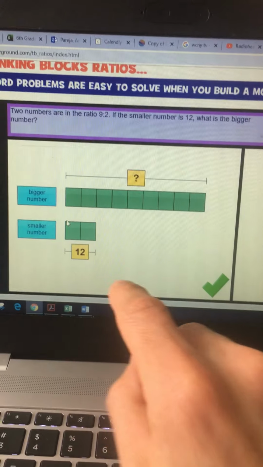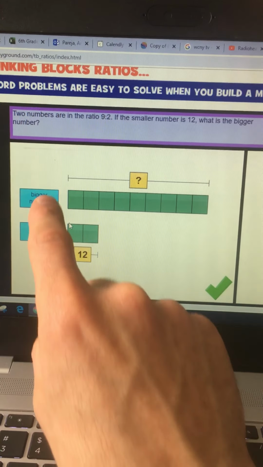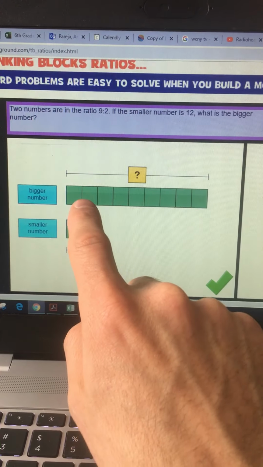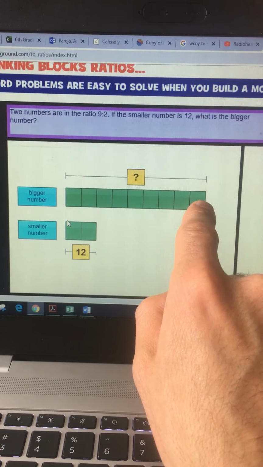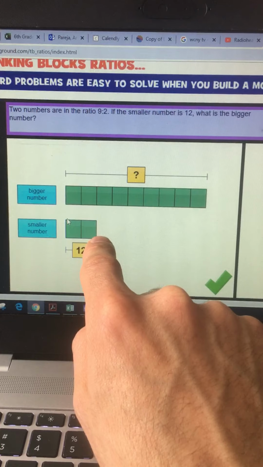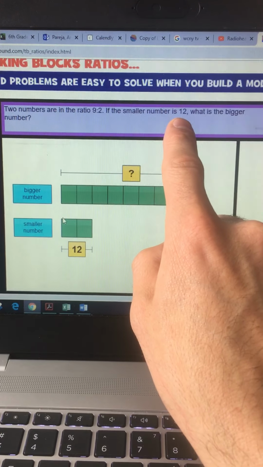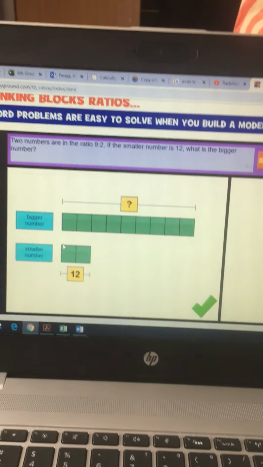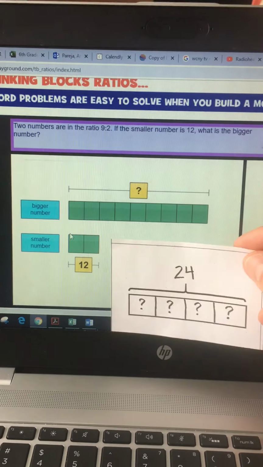So for an example, here's a question I'm going to have you solve about 2 numbers. And if you're a 6th grader, you're working on ratio stuff. We have a big number and a small number, and they're in the ratio of 9 to 2. So here's our tape diagrams. 9 parts for the big number, 2 parts for the small number, and the problem tells us the small number must be 12.